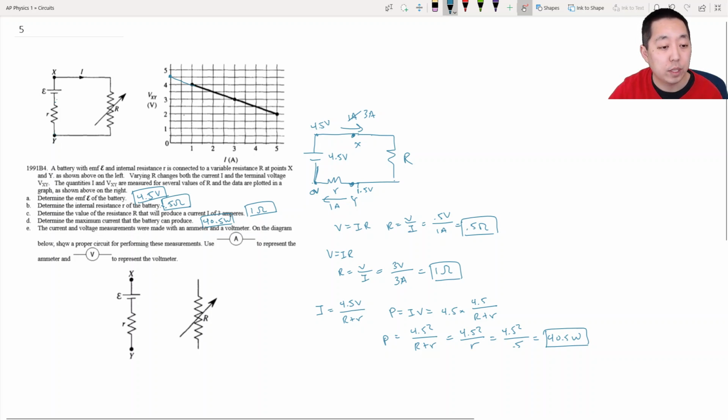The current and voltage measurements are made with an ammeter and voltmeter. On the diagram below, show a proper circuit for examining these measurements. Ammeters always have to be in series with the circuit, and voltmeters always have to be in parallel. The voltmeter works by connecting to the two endpoints and measuring the voltage, and the ammeter works by measuring the current flowing through it.